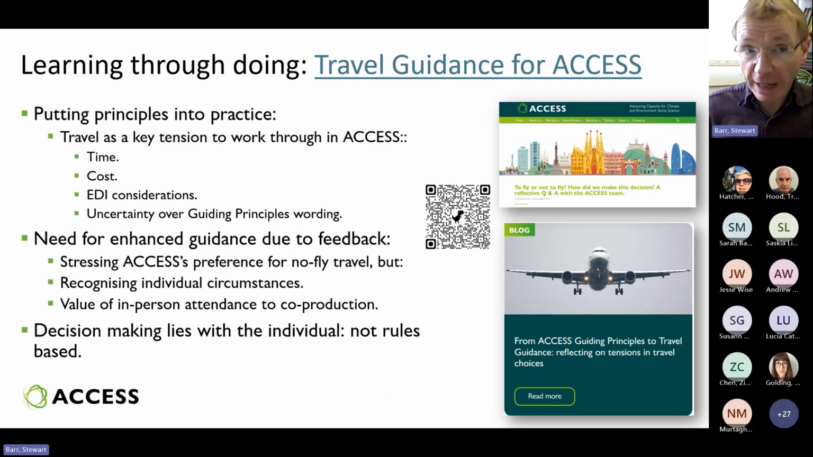Effectively, what we found in Access in relation to our guiding principles was that people wanted more detail about how they should make decisions in relation to travel. Because what we were finding was that there were some key tensions emerging that connected an attempt to be more environmentally conscious in your travel and individual concerns related to EDI. Those might have been related to time, for example caring responsibilities. They might have been concerns related to cost, or to mental or physical health. And so we've been through a structured process in the Access network of working through what our travel policy should really be.